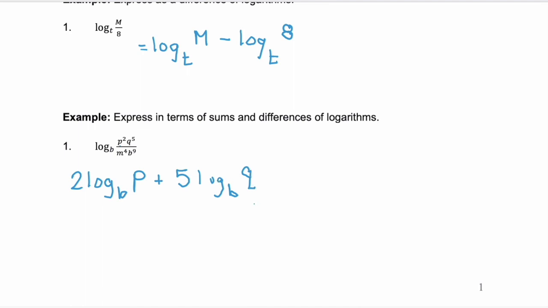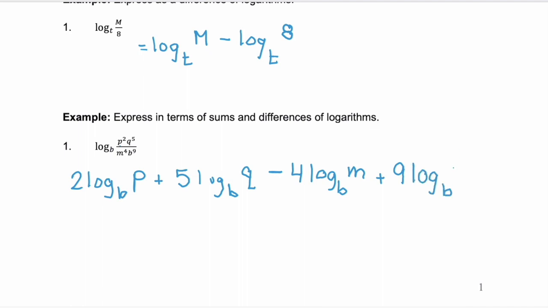Now we can move to the denominator, which means we're going to do subtraction. Now looking at m to the power of 4, we use the power rule, which brings the 4 out in front of the log. Keep the base of b, and that's of log of m. m to the power of 4 is multiplied by b to the power of 9. So we can add those together using the product rule. Also using the power rule to pull the 9 out from the exponent, we have 9 log, same base of b, of b.